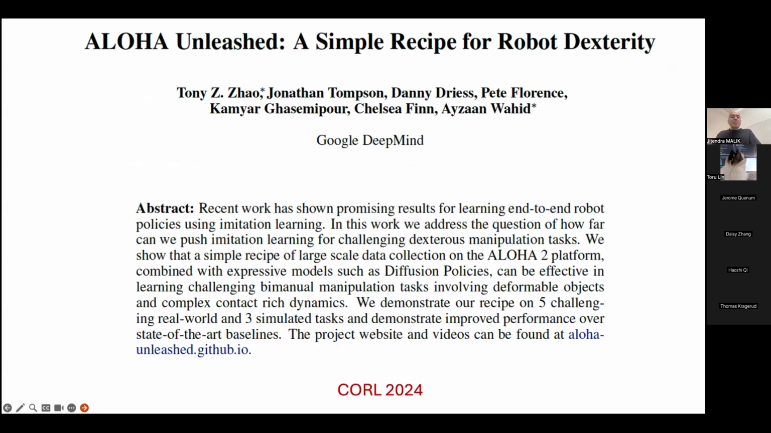So, okay, now I turn to the more recent work. So this was presented at CoRL. So this is from the Google group. It's called Aloha Unleashed. And I think the other effort you should consider is the one from Physical Intelligence, the PI work. And both of these, they have great websites and great demos.